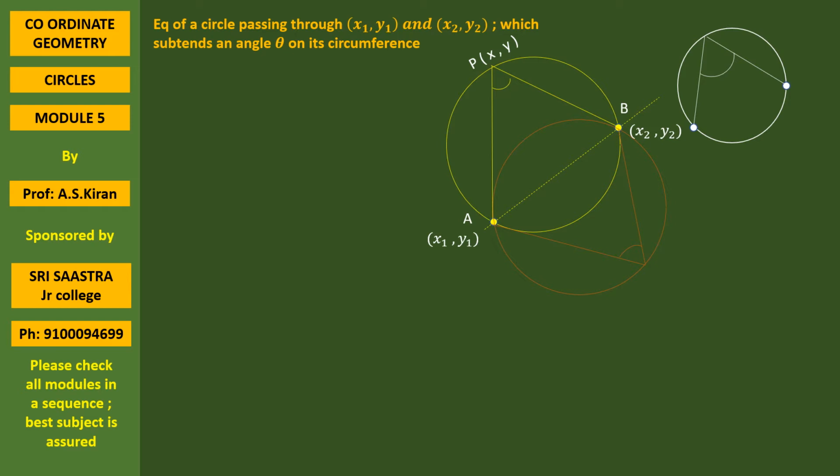Now, to find the equation of the circle, let us have some notation. Consider the first point A as x1, y1, and B as x2, y2. Consider any general point x, y, denoted by P. Let P(x, y) be any point on the circle, and theta is the given angle subtended by the points A and B.